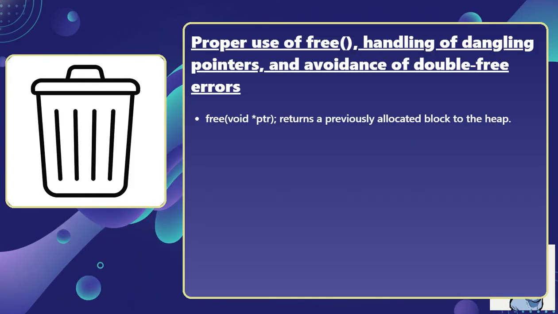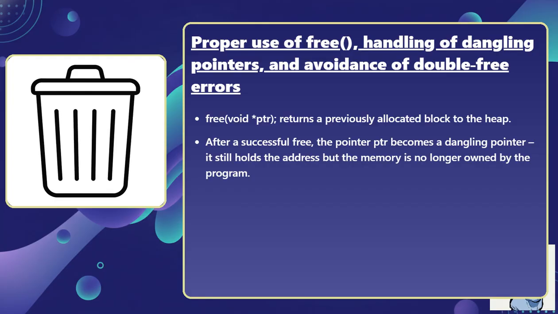fails. Free of void pointer ptr returns a previously allocated block to the heap. After a successful free, the pointer ptr becomes a dangling pointer.